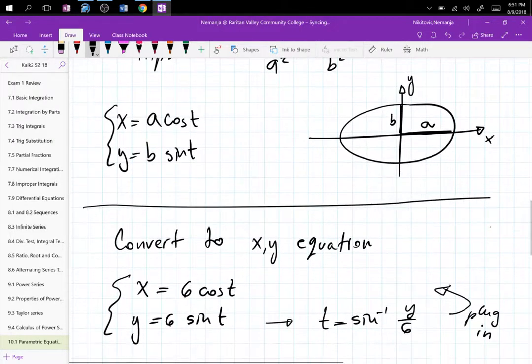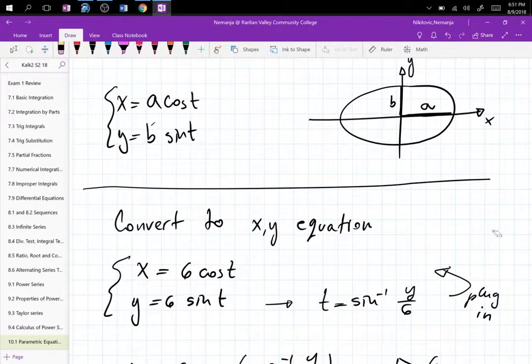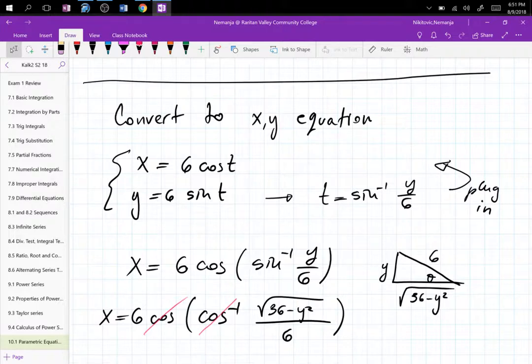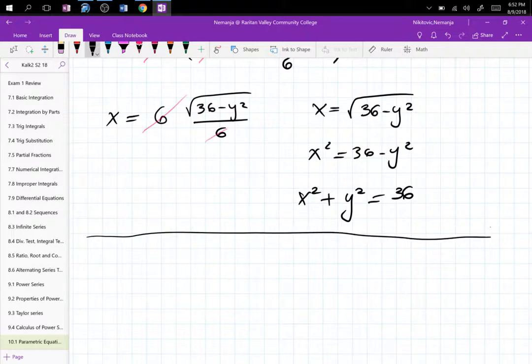When the parametric equations have the same number here, it's a circle. When it has a different number here, it's an ellipse. So our problem had a 6 and a 6, so it's a circle. Now clearly you're not going to be doing this calculation every time, because you're just going to know the parametrization for a circle. So you'll just go from there. So we just showed how to get from this to this, right. Now what's next?